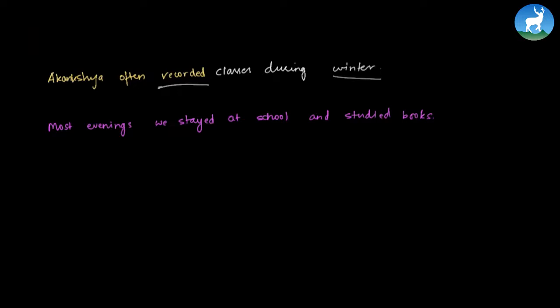At this point of time I am telling you that most evenings we stayed at school and studied books. So we stayed at school and studied books. I do not say most evenings we were staying at school and were studying books. I do not say that because that's a wrong form of grammar. I'm taking you back to a particular time when I was at school. So I use stayed and studied, which are the simple past tense.